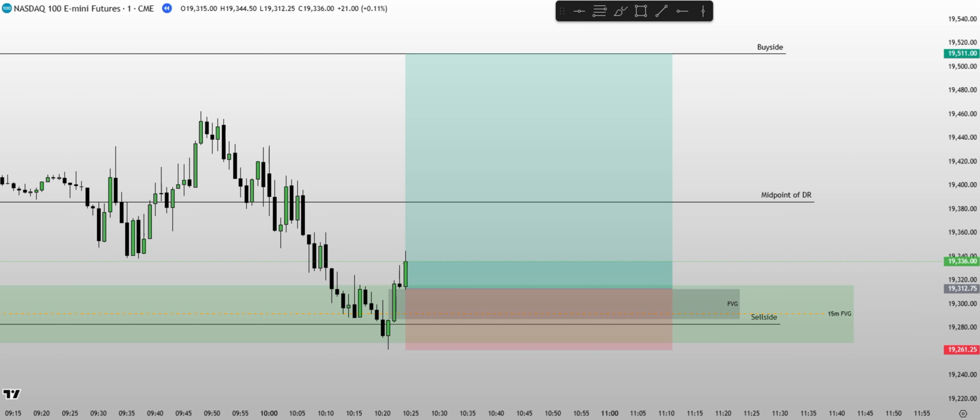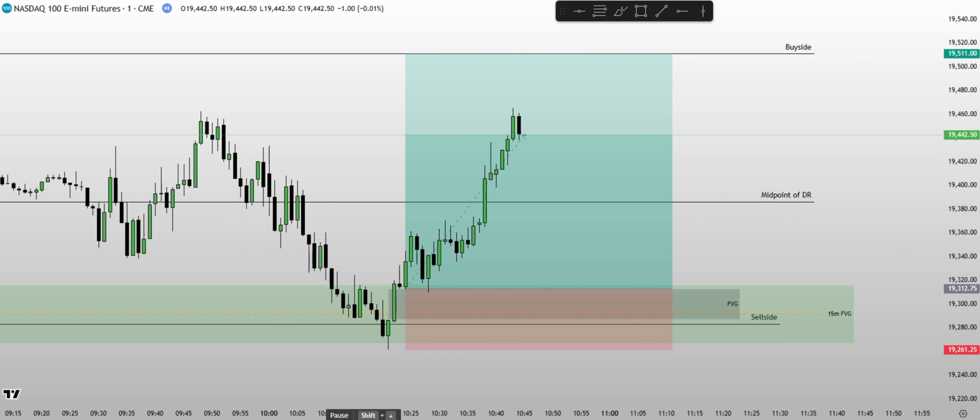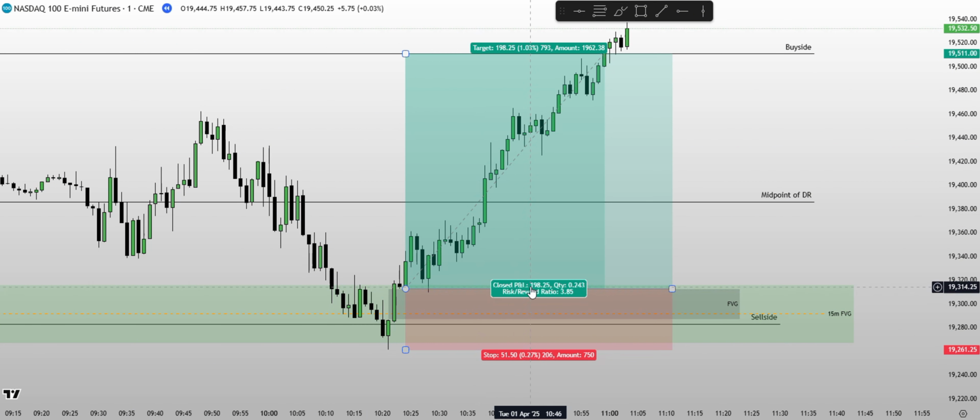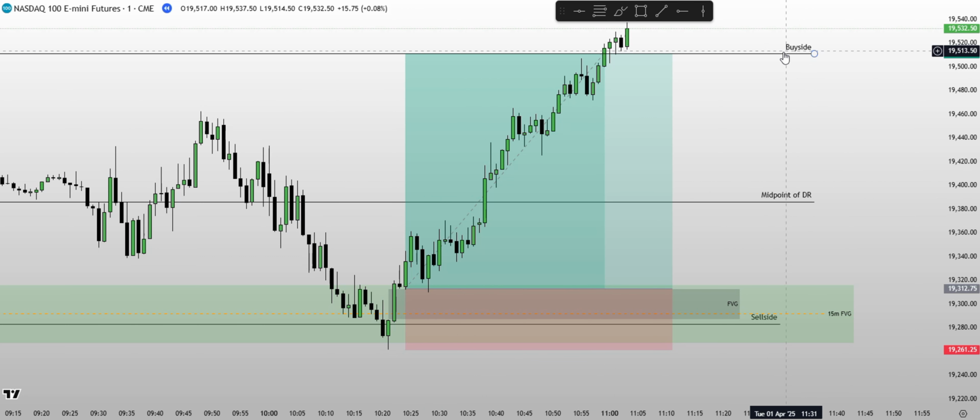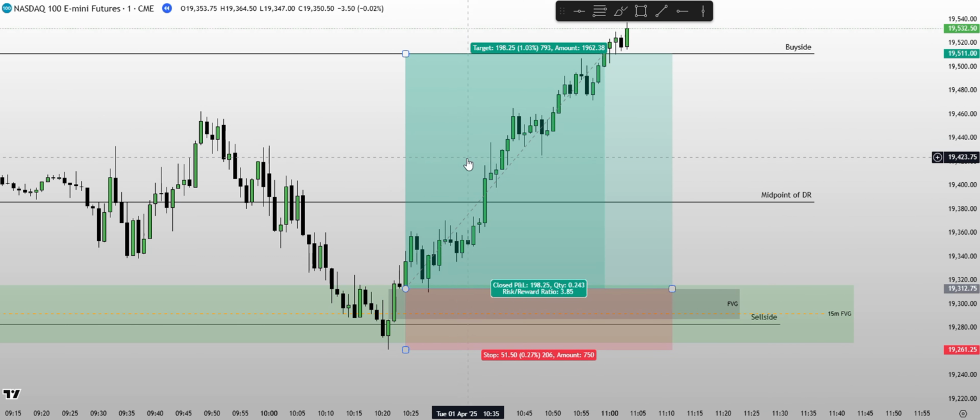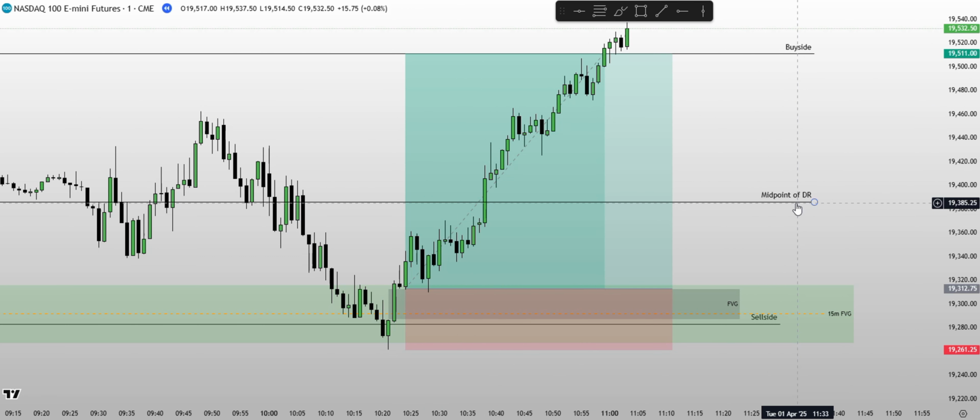And so when you retest that fair value gap, you enter and you target the midpoint of the dealing range. You target the opposing liquidity. And then you see how price reacts from that point. And so you can see just a beautiful move, beautiful delivery, 3.85 risk to reward there. Almost 200-point move to that opposing buy side liquidity, opposing end of the dealing range. Partials can be taken at the midpoint here.